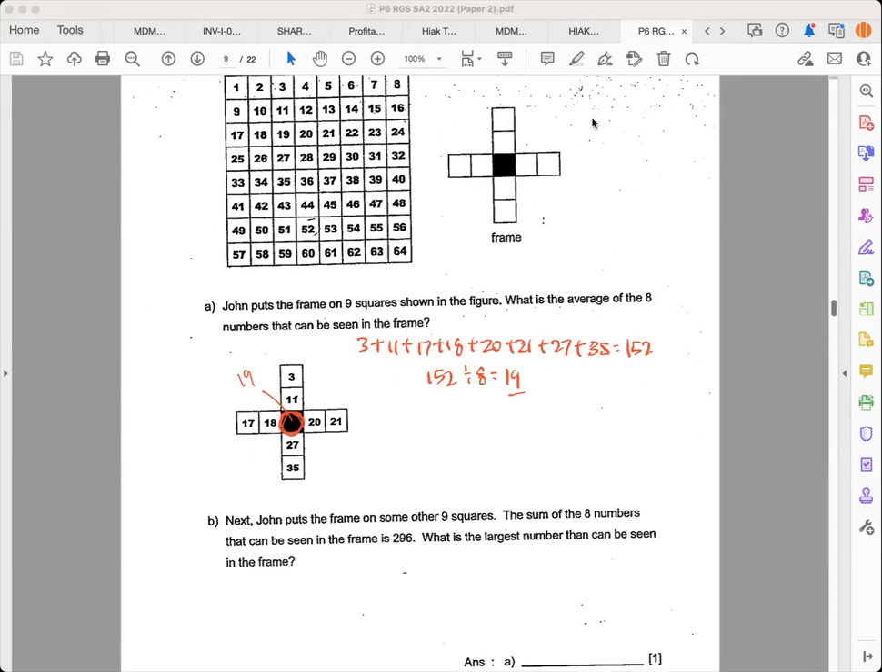John puts a frame on some other 9 squares. The sum of the 8 squares that can be seen in the frame is 296. What is the largest number that can be seen in the frame? So the average of the 8 numbers will be 296 divided by 8, and that's 37. So you look at this chart, 37 is here. So the frame we are talking about is this.